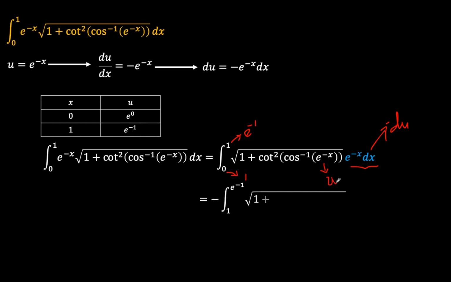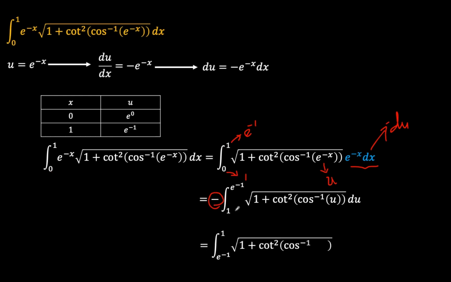So doing that means that now we do have a much more tractable integral. We can now remove this negative sign by flipping the limits. So the upper limit goes lower, and the lower limit goes up. And so now we do have the integral from u equals e to the power negative 1 to u equals 1 of the square root of 1 plus the cotangent squared of the arc cosine of u.